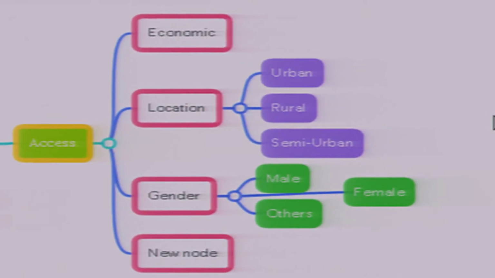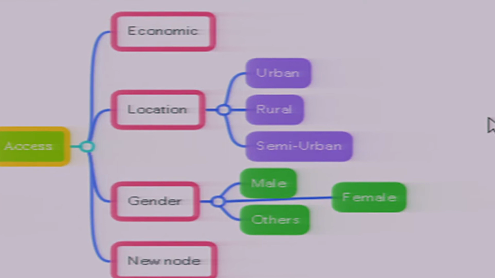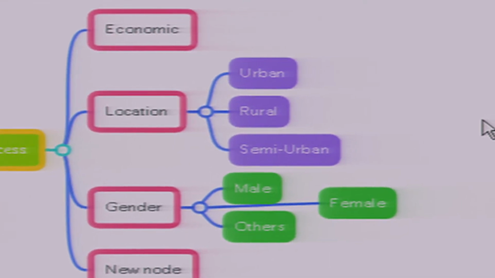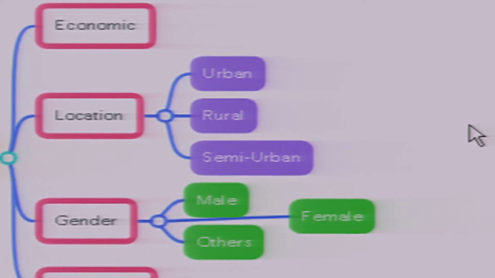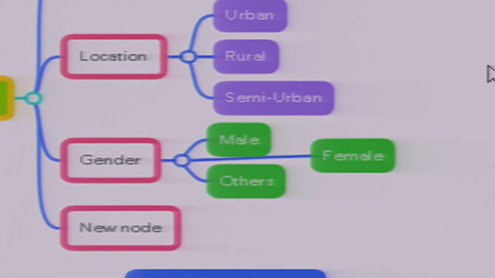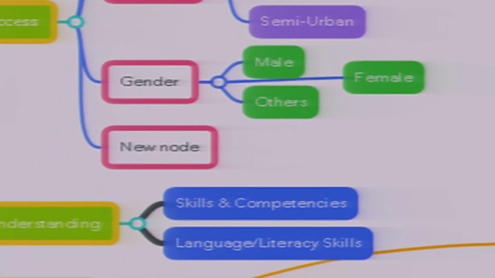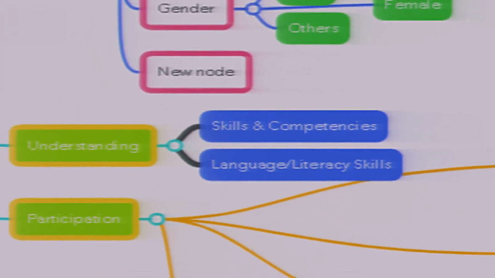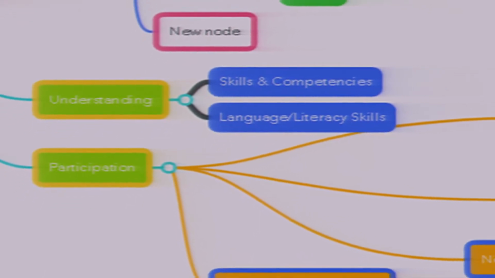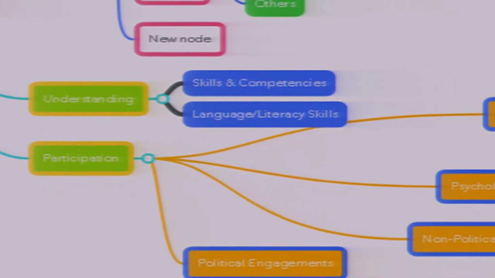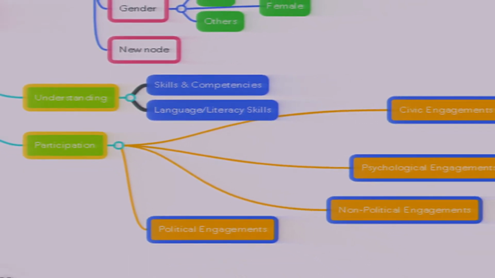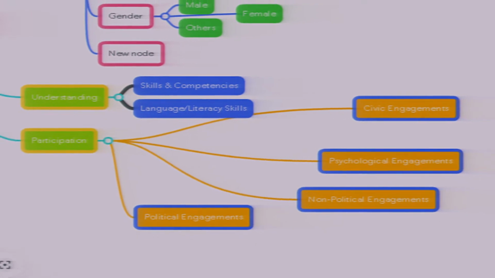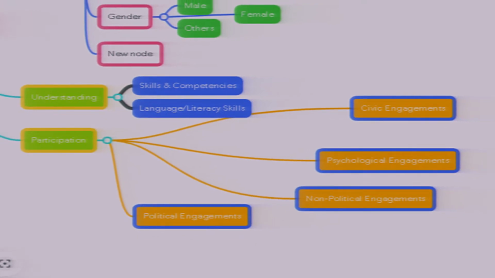Access can be further divided into economic or location based, gender based, or we can identify a number of variables on that. Location can be further divided into urban, rural, semi-urban, or gender can be male, female, and others. Understanding can be divided into skills and competencies, language and literacy skills. Participation can be civic engagement, psychological engagement, non-political engagement, or political engagement. So all these factors are related to digital inequality.